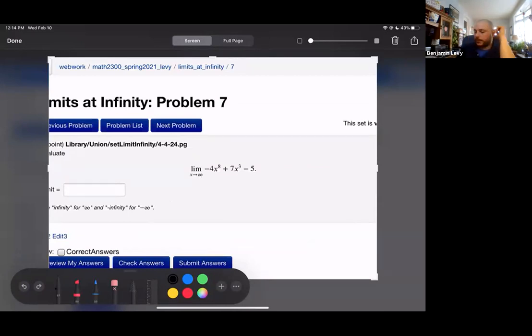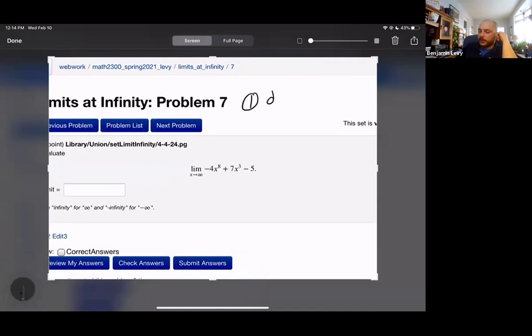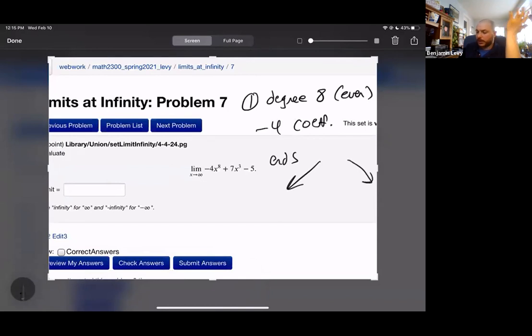I realize how this one's confusing in the context of what we were talking about. But there are a couple ways to think about it. It's a polynomial. So one thing is it's degree 8, right? It's got an x to the 8th, which means it's even. And we know that even degree things with a -4 coefficient, the ends are going to both point down.